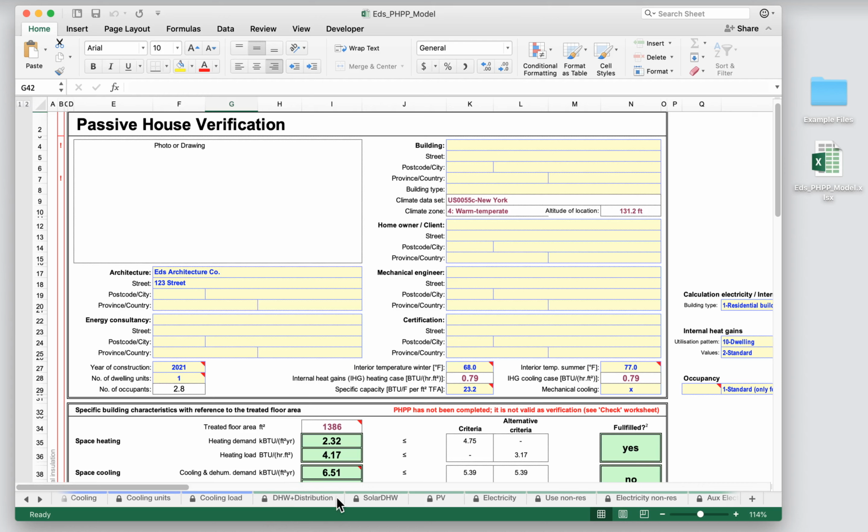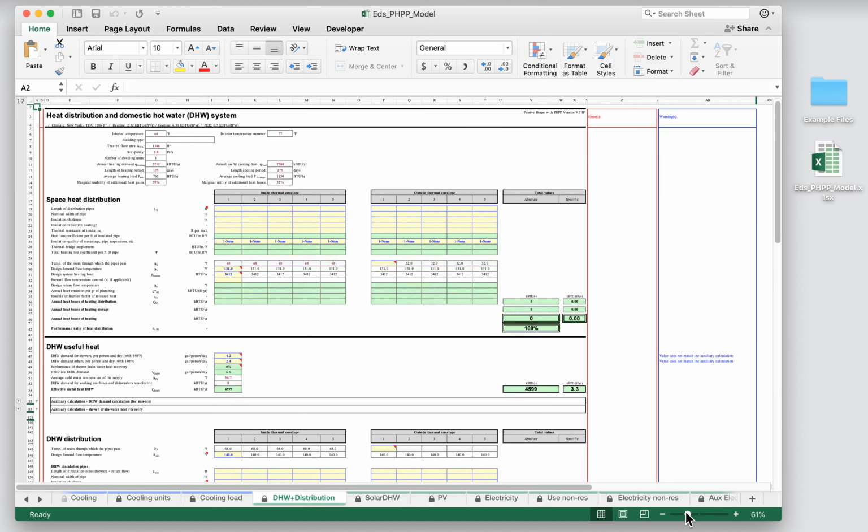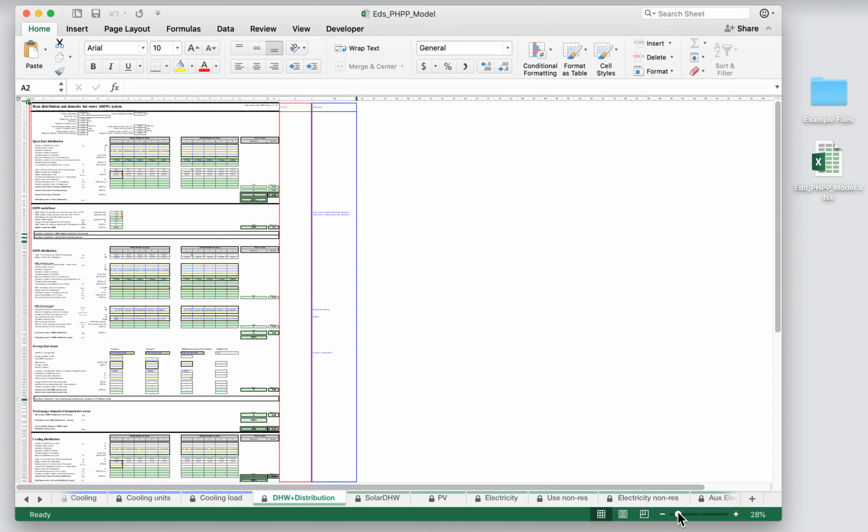So DHW plus distribution. This is going to be the worksheet where we're going to model in our hot water systems. So everything related to our hot water piping, our tanks, our hot water consumption, that's all going to be modeled here in this DHW plus distribution worksheet. So let me click on that one, and I'm going to just zoom out for a second, and we'll take a quick look at the overall worksheet before we dive into the nitty-gritty, the pieces.